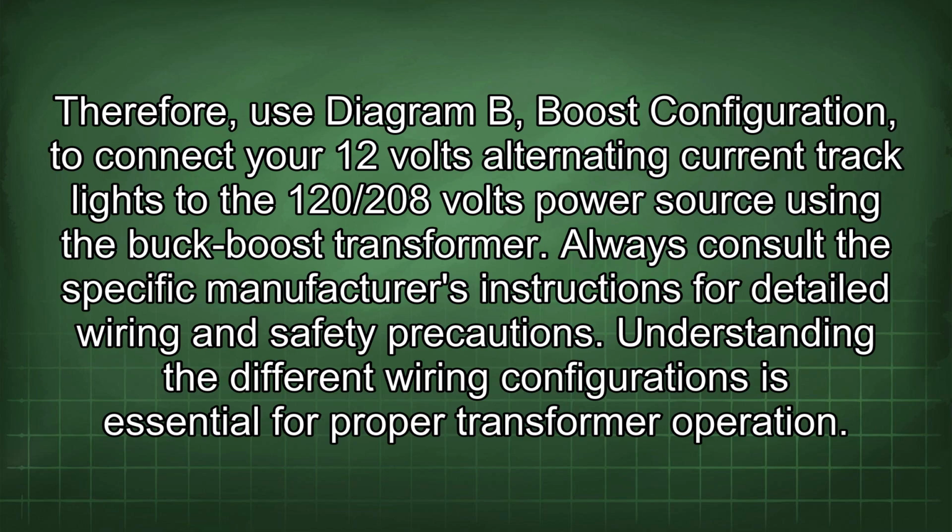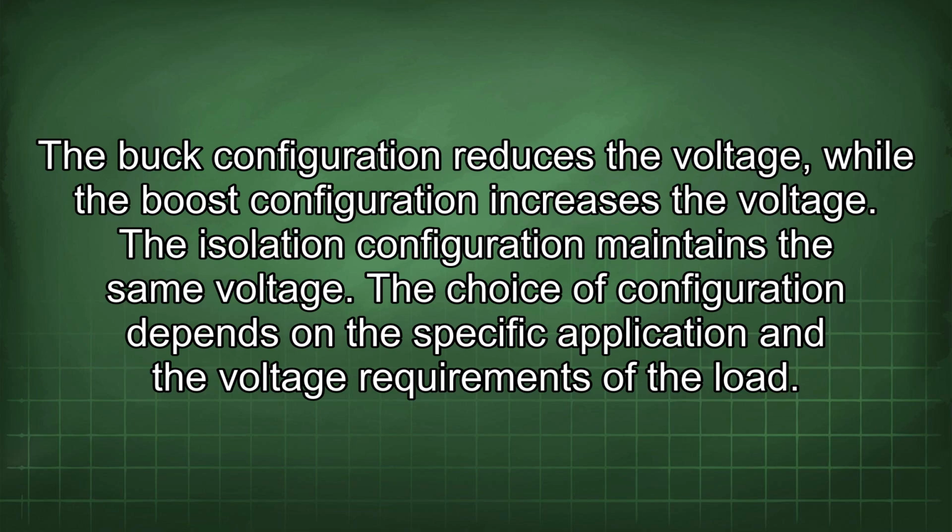Understanding the different wiring configurations is essential for proper transformer operation. The buck configuration reduces the voltage, while the boost configuration increases the voltage. The isolation configuration maintains the same voltage. Choice of configuration depends on the specific application and the voltage requirements of the load.